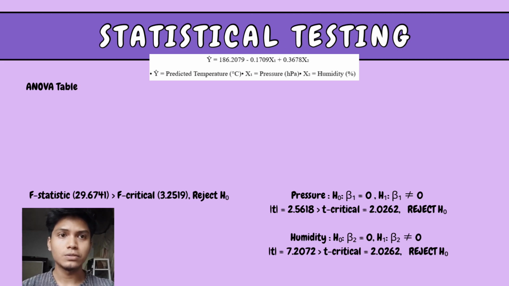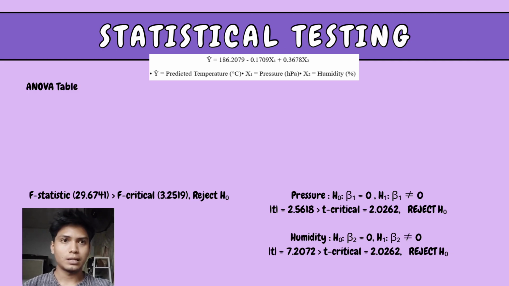So first, let's look at the overall F-test to see if our model is significant. The result shows the F statistic equals 29.67, and this is much greater than our F critical value of 3.25. So for the decision, we reject the null hypothesis, meaning our model explains 61.6% of the temperature variance, which is quite good for environmental data.